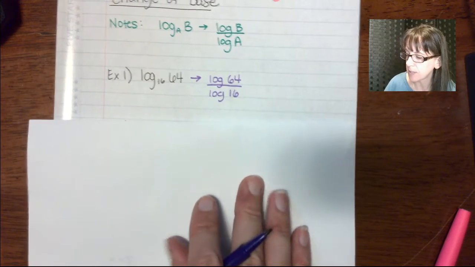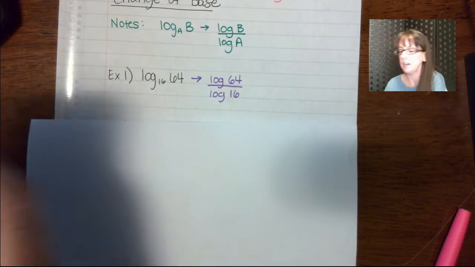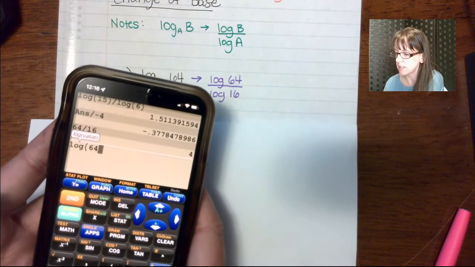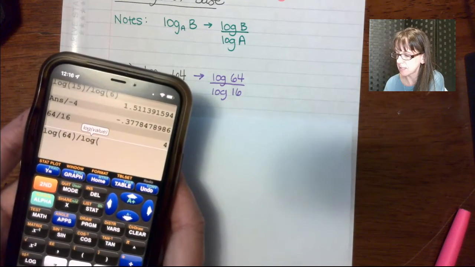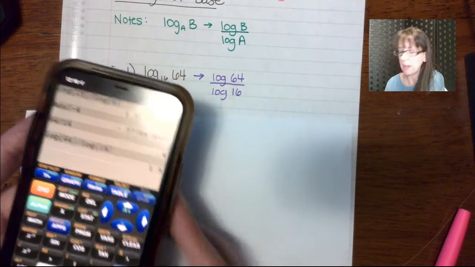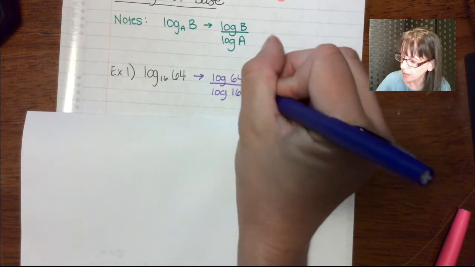So what we have to do is go and enter it into your calculator, log 64 divided by log 16. And that would give you 1.5. So this would be 1.5.